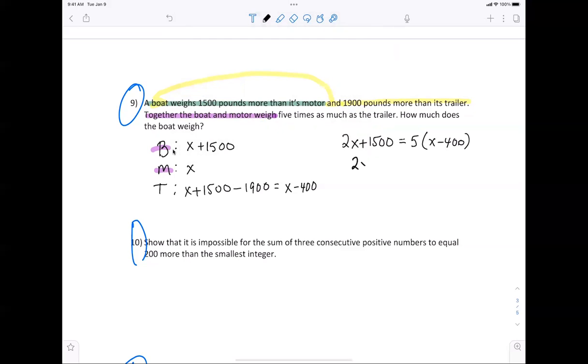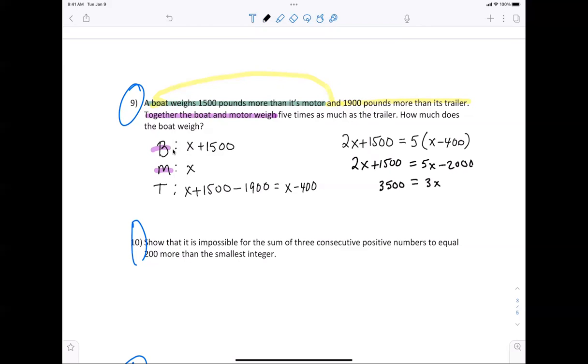So now I have 2x plus 1,500 equals 5x minus 2,000. Move the 2x over, that becomes 3x. Add 2,000, that becomes 3,500. Now it looks like I did something wrong, but no, nothing is wrong. You're allowed to have fractions and decimals.